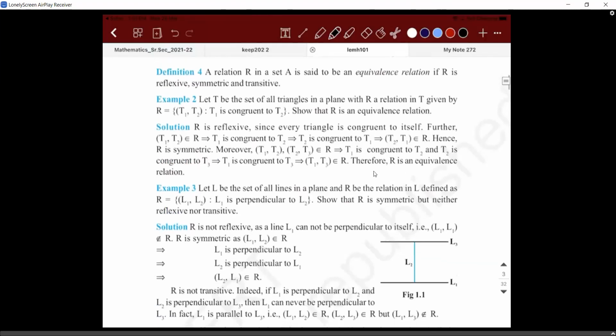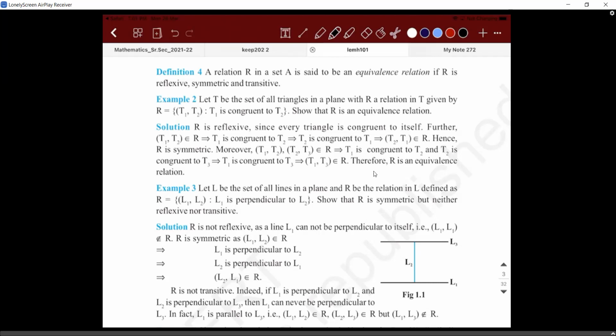So I'm taking example 2. Example 2 says, show that R is an equivalence relation. But as of now, let's not worry about equivalence. I've told you that equivalence means it should satisfy all the 3. In this problem, I'm only going to look at whether it is reflexive or not. Let's try to understand.